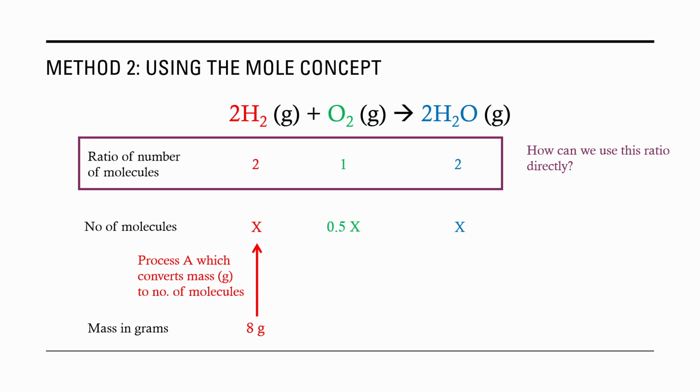So to work out the mass in grams of oxygen and water, we just need the reverse of process A. Now we're going to learn what process A is, and we're going to begin by introducing the mole concept.